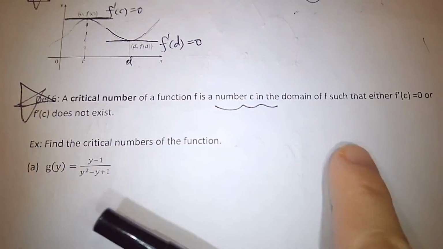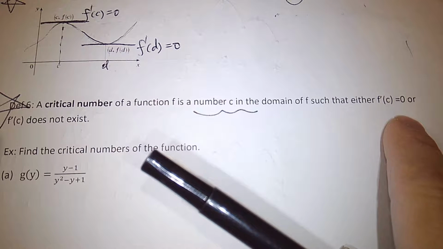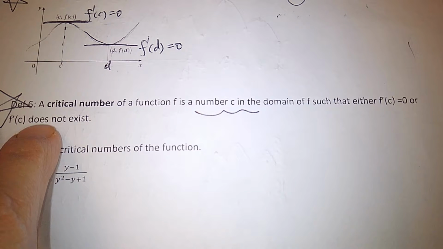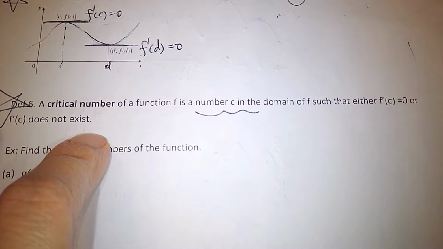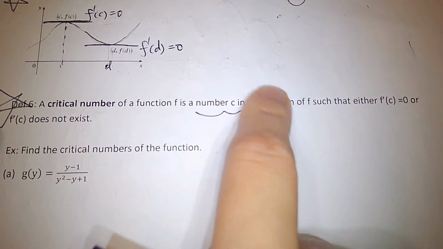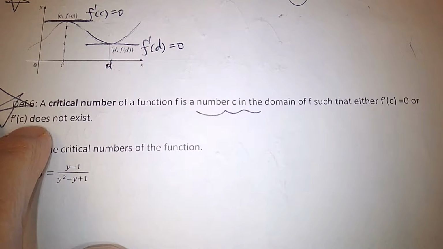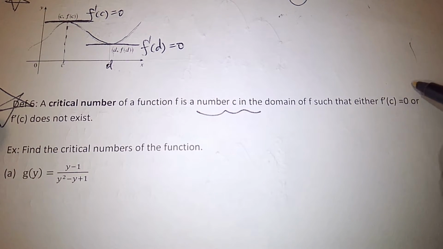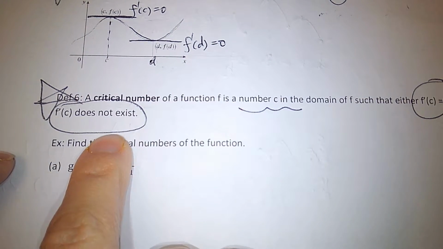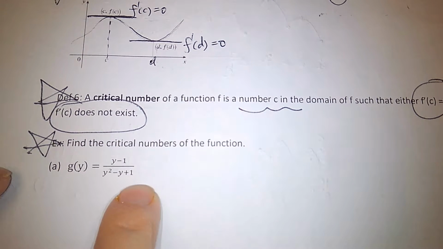A critical number is a number c in the domain of the function f, such that either the derivative of f at c equals 0 or what? The derivative of f at c does not exist. So there are two cases: the derivative equals 0 or the derivative does not exist. There will be questions asking you to find the critical numbers of the given function.